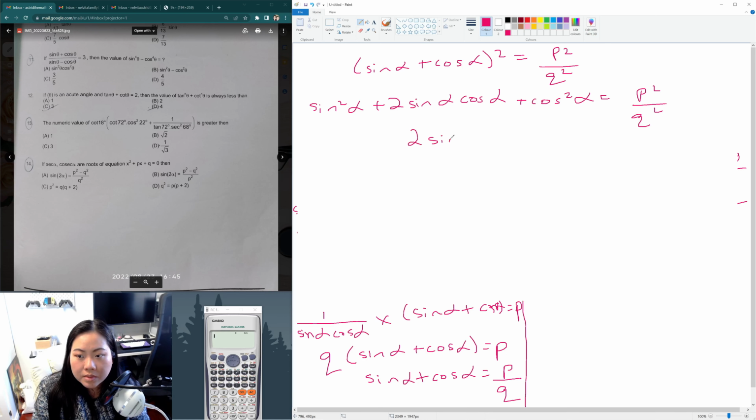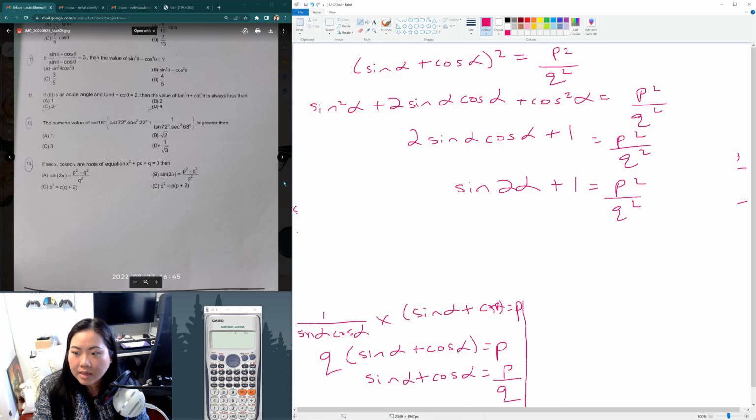So I have 2 sine alpha cos alpha plus 1 equals p squared on q squared. Okay, I'm just checking where I'm at now. Do we have anything close to anything here? Yes. 2 sine alpha cos alpha is actually sine 2 alpha. Plus 1 equals p squared on q squared. So that is either A or B, right? Yeah. You see it?